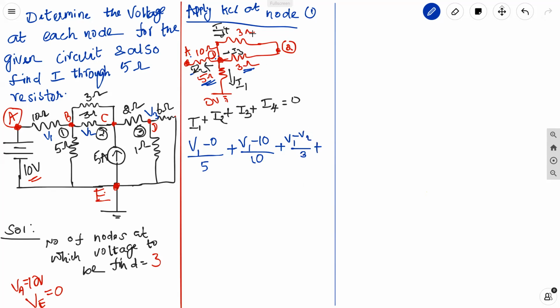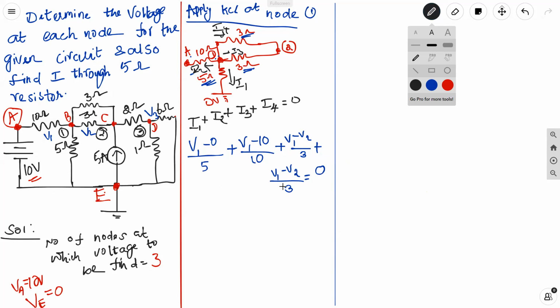Then again we have one more 3 ohm resistor, so plus V1 minus V2 divided by 3, which is equal to 0. Now you simplify everything and try to write it in terms of V1, V2, V3. First, V1 by 5 plus V1 by 10 plus V1 by 3 plus V1 by 3. So 1 by 5 plus 1 by 10 plus 1 by 3 plus 1 by 3.